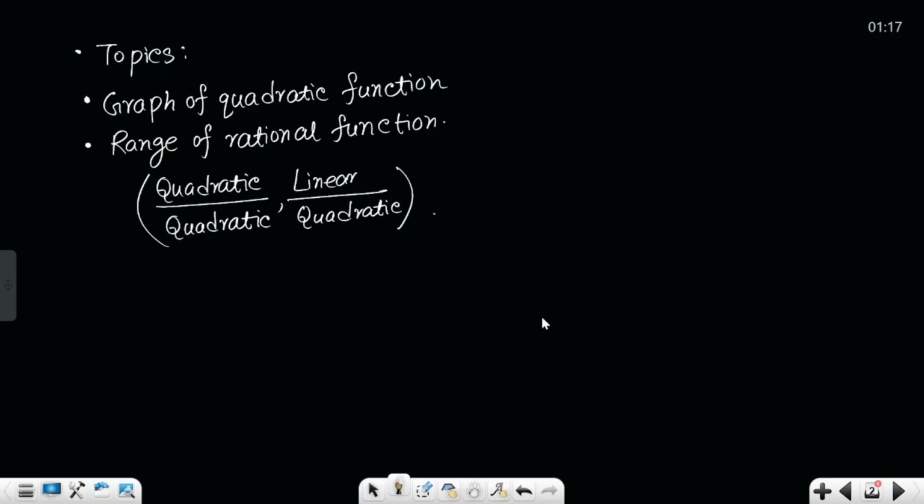Okay, so we will not do any specific question on this topic today in this lecture, but in our next lecture we will study location of roots, and then we will do this type of questions, because it is important there. And we will cover range of rational function, where we will discuss two special types of rational functions, which are quadratic upon quadratic and linear upon quadratic. Okay, so let's start. First we will start with graphs of quadratic function.